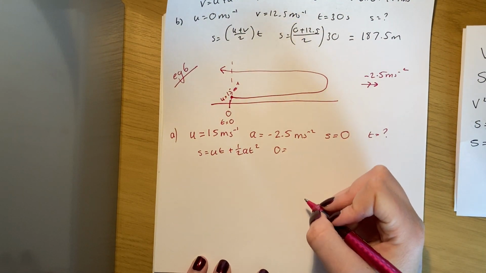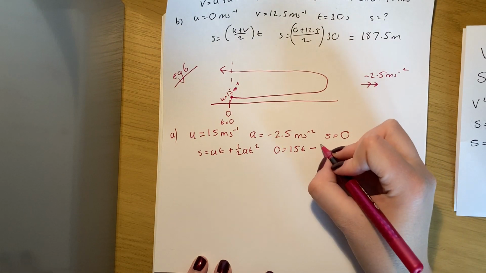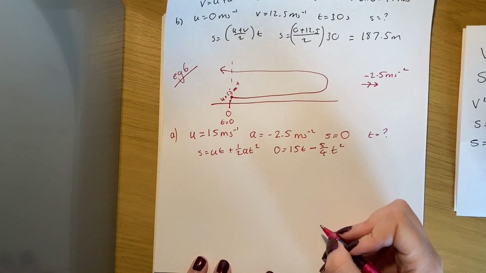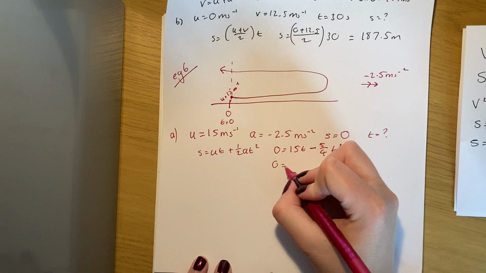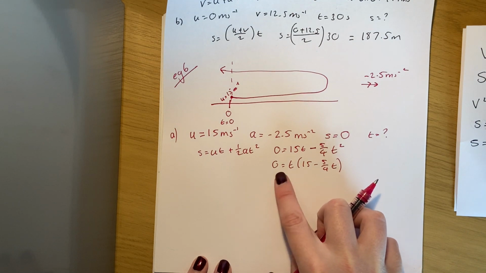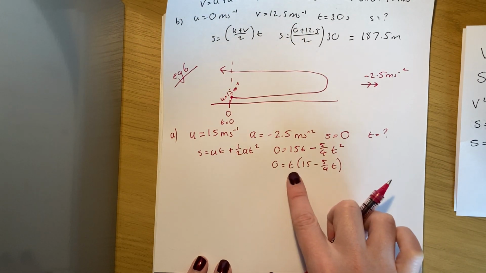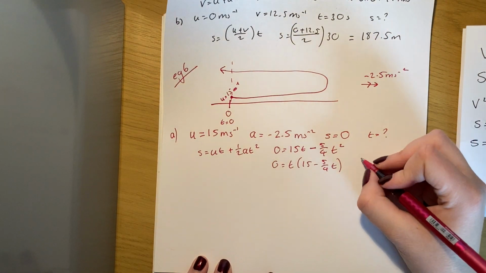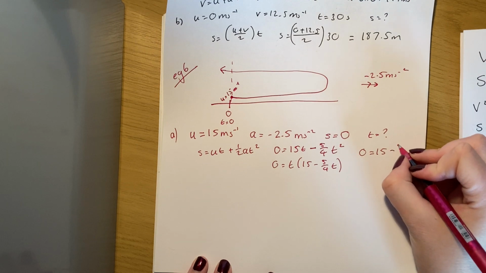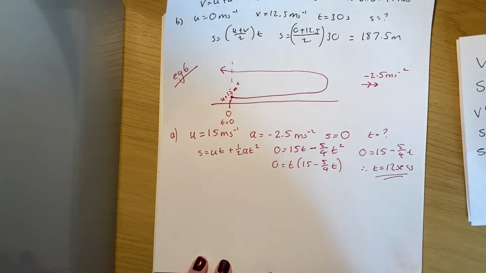So 0 is equal to 15t minus 5 over 4 t squared. So t is 15 minus 5 over 4 t. So this is where we might find actually we can't factorise it, so it doesn't pass the origin at t equals 0. It might pass at a different point if we couldn't factorise this in this way to have a value of t equals 0. So 0 is 15 minus 5 over 4 t, and therefore t is 12 seconds. So it takes 12 seconds to return to that point.